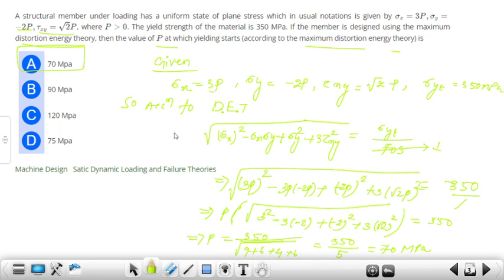You have to remember this formula for maximum distortion energy theory: root over of sigma x square minus sigma x sigma y plus sigma y square plus 3 tau xy square is less than or equal to sigma yt divided by factor of safety. So the answer will be 70 megapascal. Next question.